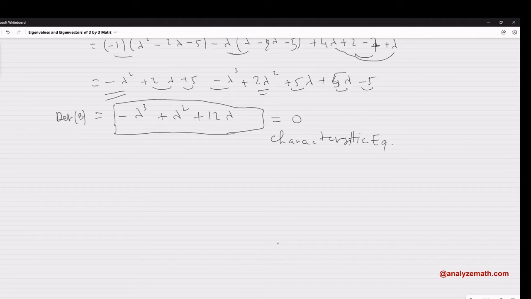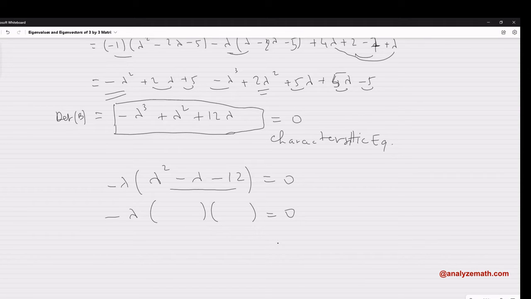So we need to solve this equation, and the first thing we need to do, let's factor negative lambda out. That gives me negative lambda times (lambda squared minus lambda minus 12) equal to 0. Now let's check this: minus lambda cubed plus lambda squared plus 12 lambda. Now minus lambda, let's factor the terms within the bracket.